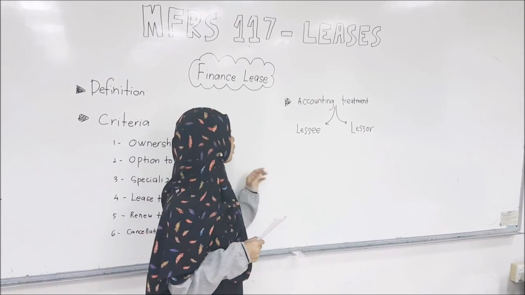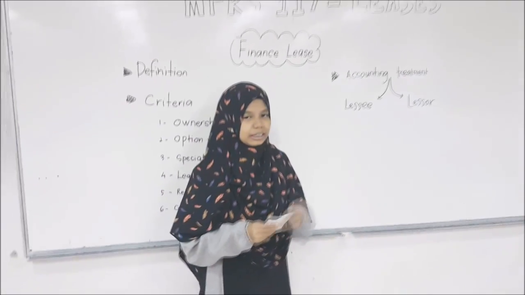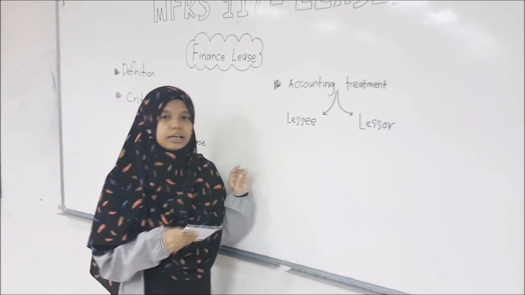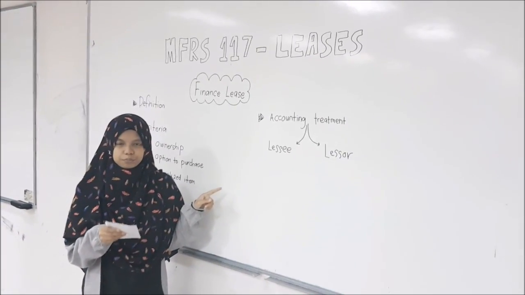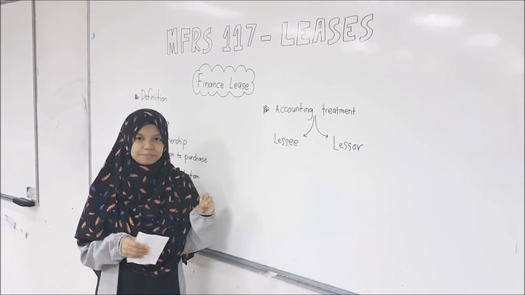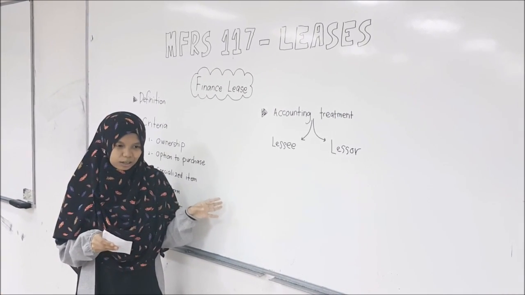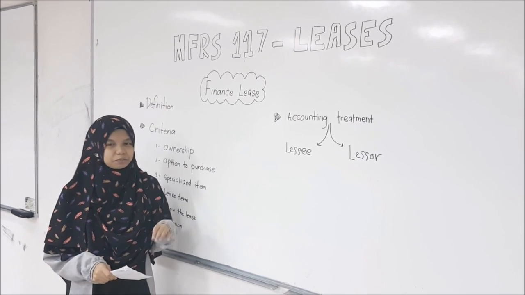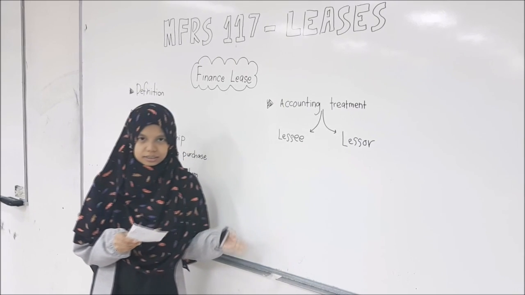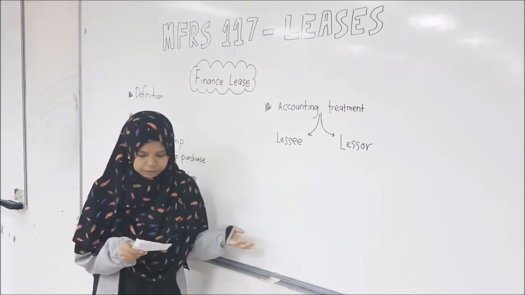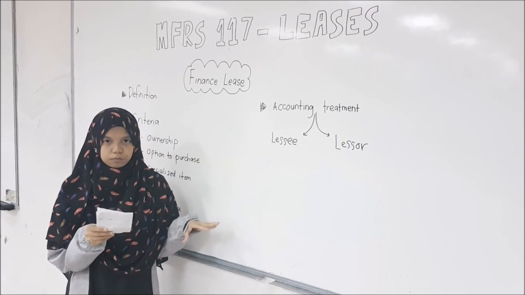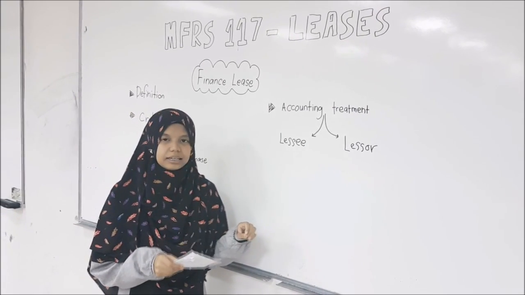Moving to the accounting treatment, first, for the lessee, at the commencement of the lease term, they are entitled to the right to use the asset. Therefore, they need to capitalize the asset and depreciate it accordingly. Moving to the accounting treatment for the lessor, they recognize the finance lease as a receivable. Therefore, they will receive rental income each year from the lessee as stated in the lease term.